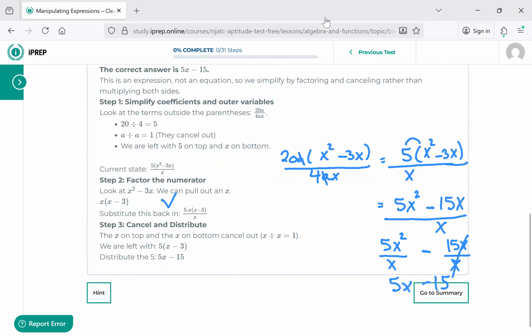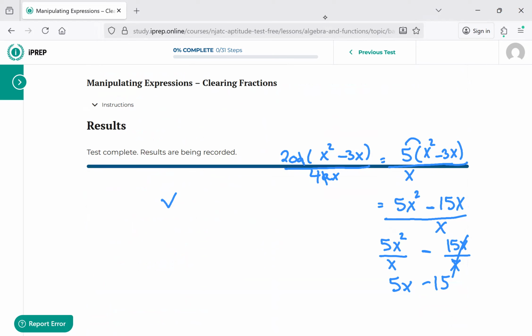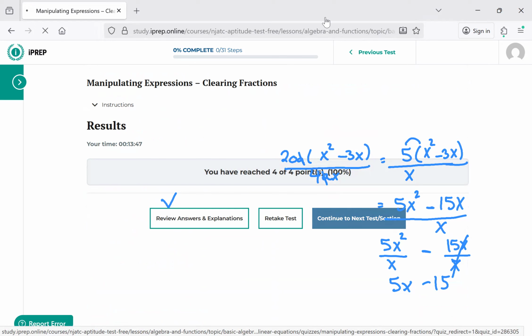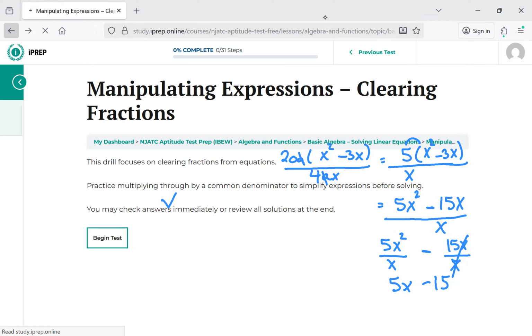Okay, so we did that one. Let's see, wait, let me go back. I want to know if we're done with this section.